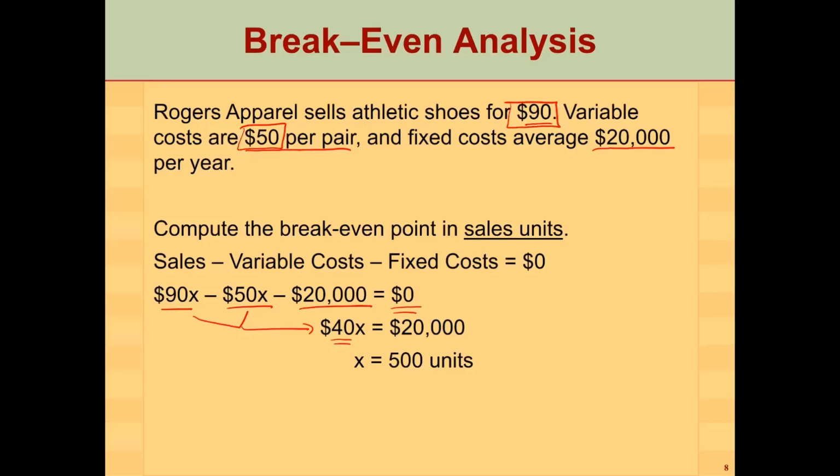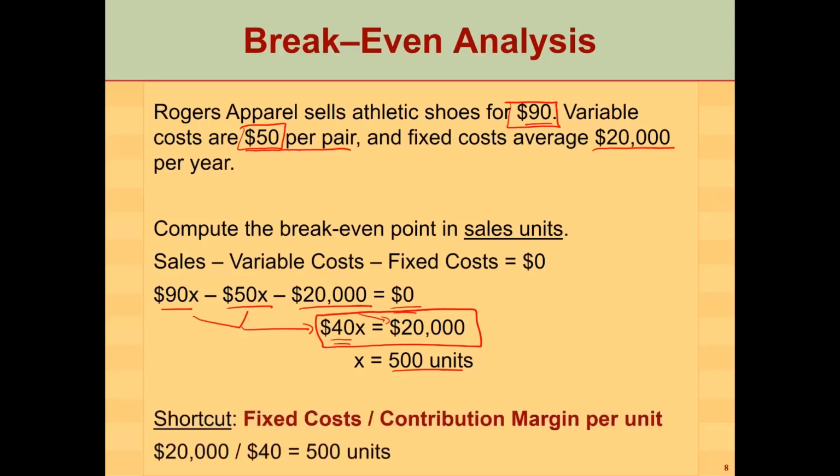I'm making $40 of contribution margin per unit, and I'm going to move my 20 over to the other side. I solve for X, and I need to sell 500 units in order to break even. Now I could put all this together, and if you like doing it that way, that's perfectly fine. But you could look at this line right here, and you could see that there is a shortcut to solve for your break even point. That would be your fixed cost divided by your contribution margin per unit.